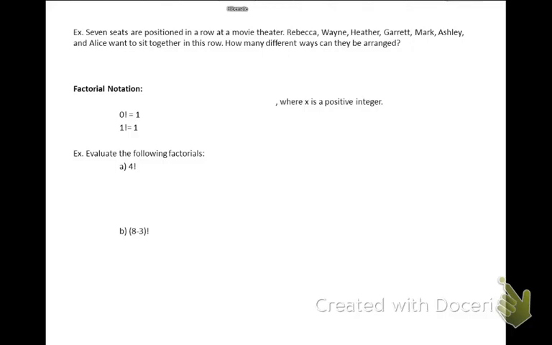7 seats are positioned in a row at a movie theater. Rebecca, Wayne, Heather, Garrett, Mark, Ashley, and Alice want to sit together in this row. How many different ways can they be arranged?